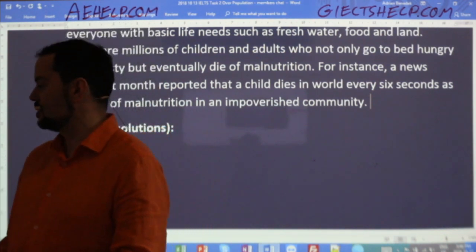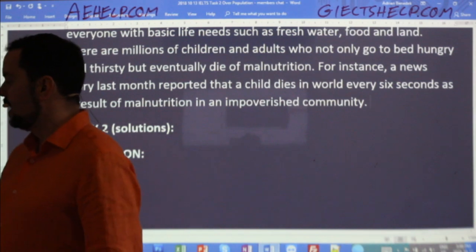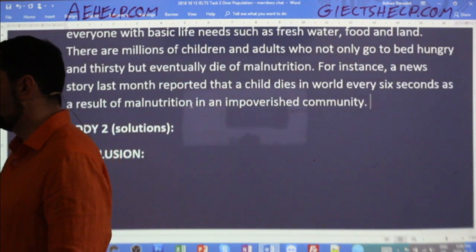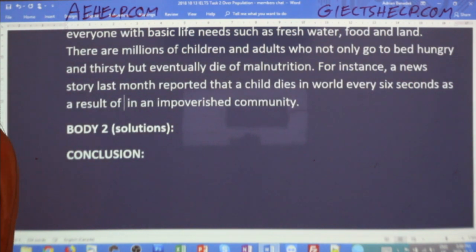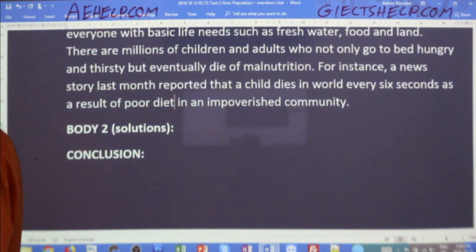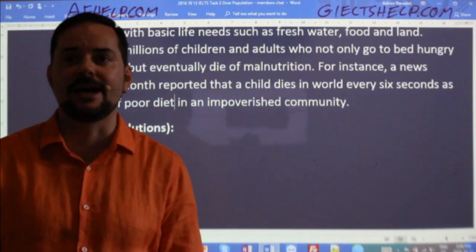Mohammed says malnutrition is repeated in the explanation and example. Yeah, so if you catch something like that as you're writing along, you might say something like, as a result of poor diet. Okay? So paraphrase it in some way. Good eye, Mohammed. Good for you for catching that.